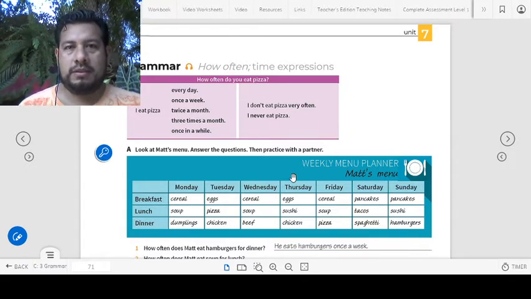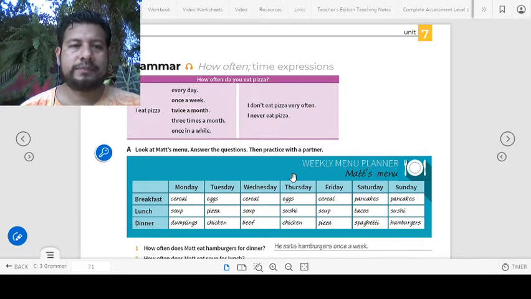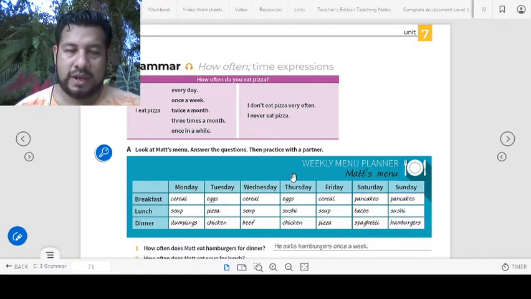How often do you eat during the day? I eat 3 times a day. Por ejemplo, 3 veces al día. Or 2 times a day, ¿no? Twice a day, como quieran decirlo.